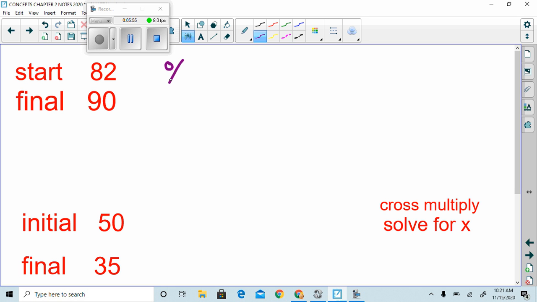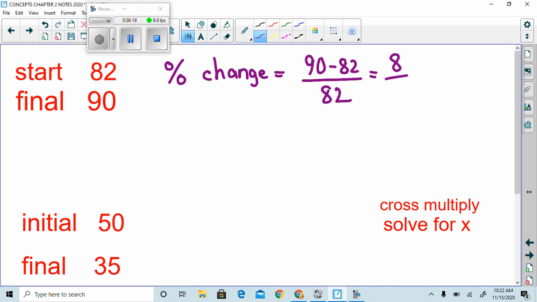Again, percent change says let's find the difference, and then we'll have 90 minus 82 over the base number, which is always your starting amount. Now you're going to get 8 divided by 82, and again we're going to now do a proportion. Sometimes it's just easier to do the proportion because the numbers don't work well together otherwise.